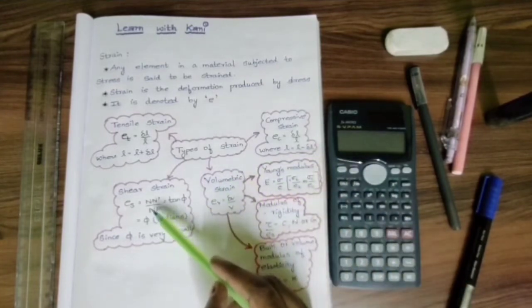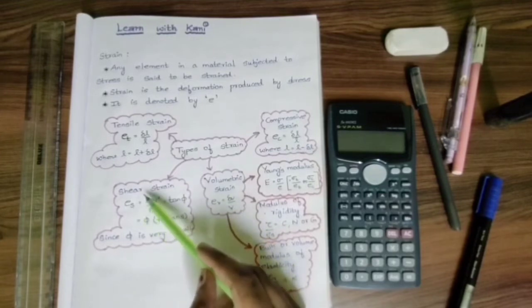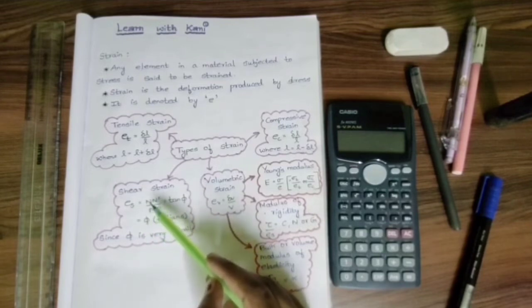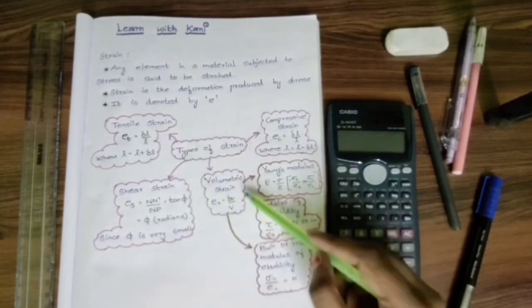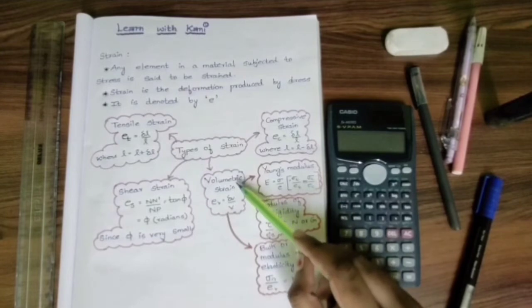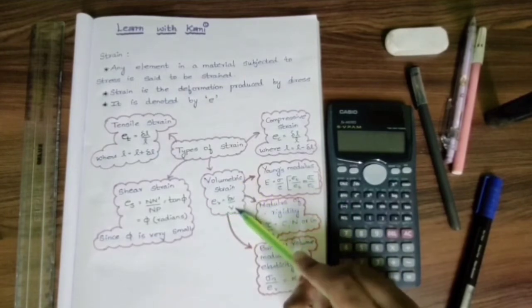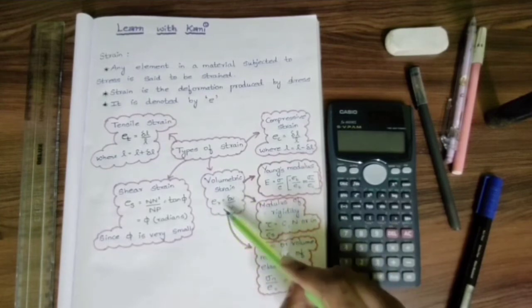And then shear strain. It is measured by the angle through which the body distorts, and it is denoted by the symbol es, which is equal to nn dash divided by np, which is equal to tan phi, where phi is in radians. Here phi is very small. Volumetric strain is defined as the ratio between change in volume and original volume of the body, and it is denoted by the symbol ev.